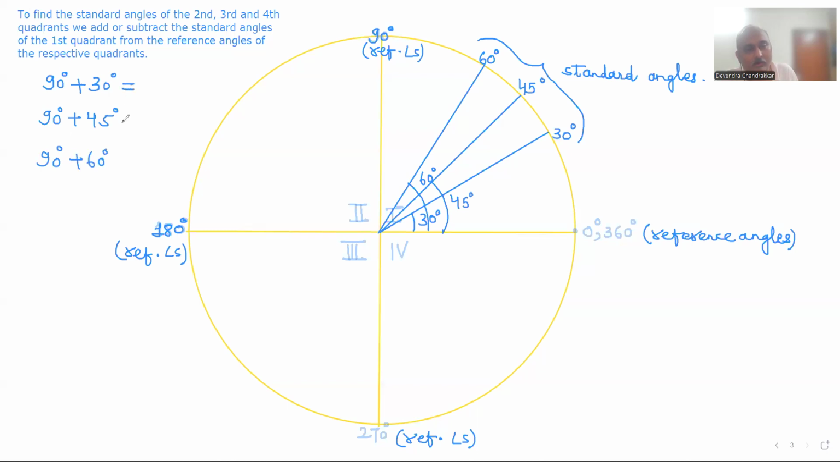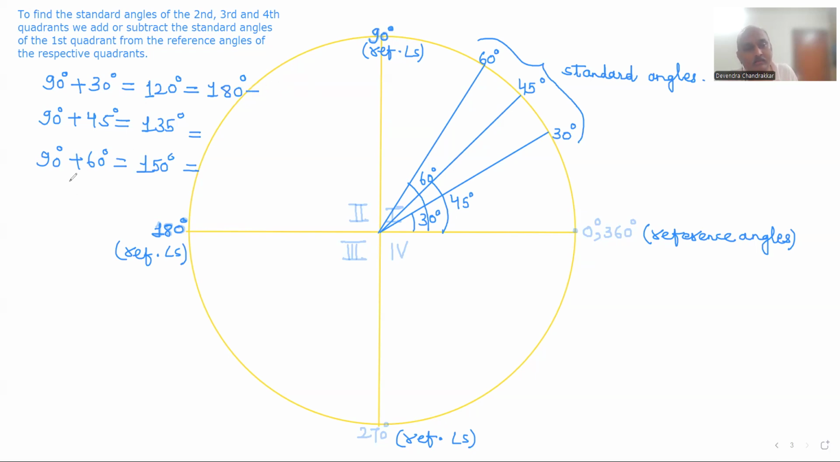Of the second quadrant. So what are the values here? 120 degrees, 135 degrees, and 150 degrees. This is equal to what? These are the standard angles of the second quadrant.